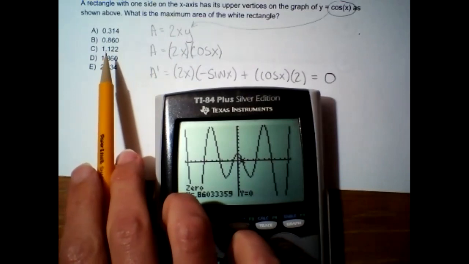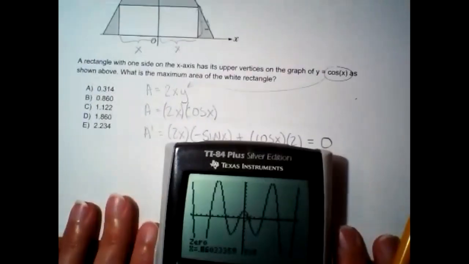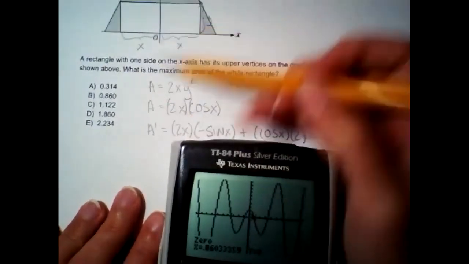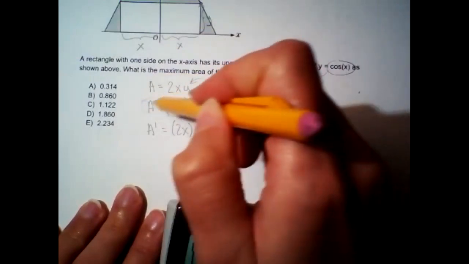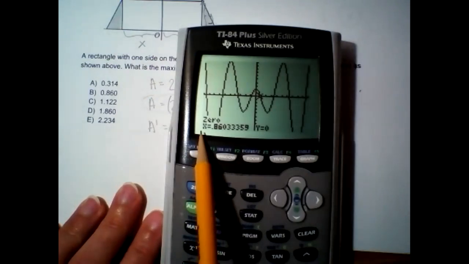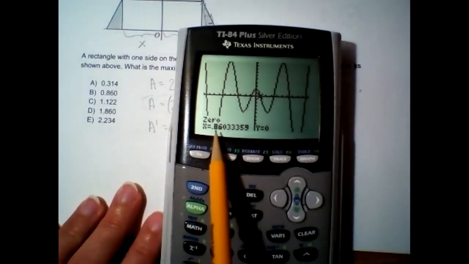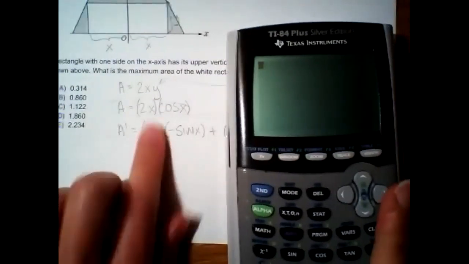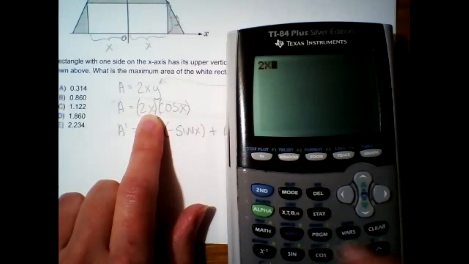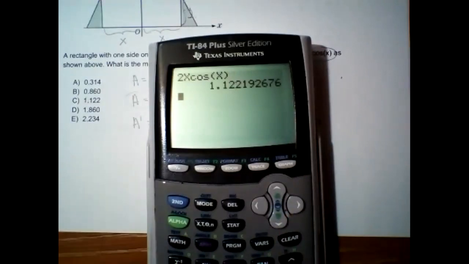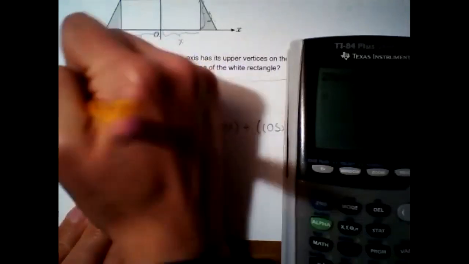But we're not done yet. We want the actual area for the white rectangle. So I have to take that x value and plug it back in right here for x. Now again, the cool thing about the calculator is right now, as long as I don't do anything to mess it up in between, it has x stored as that. So I can just go back and type 2x cosine of x, and it will plug it in for me. And so there is my answer, 1.122, and so that is C.